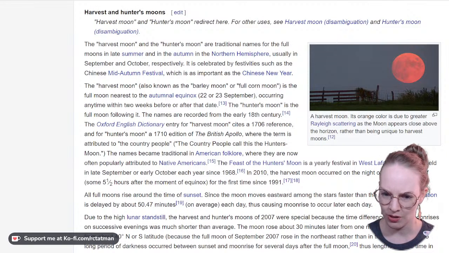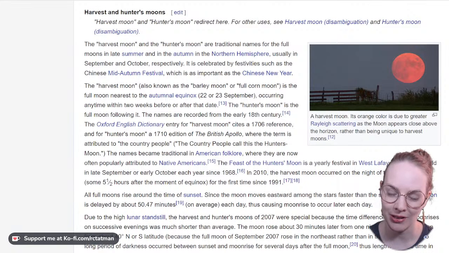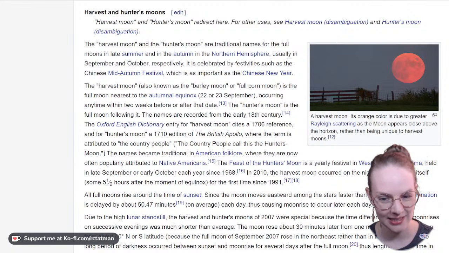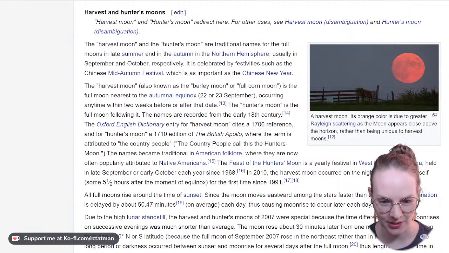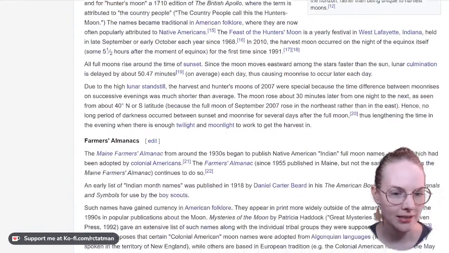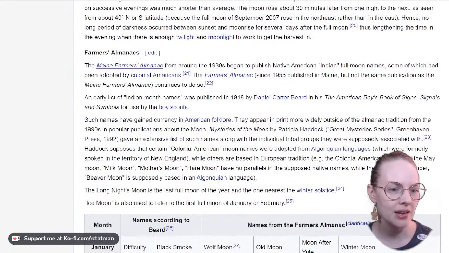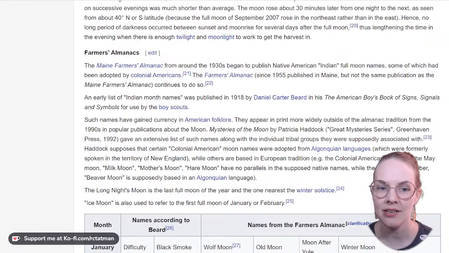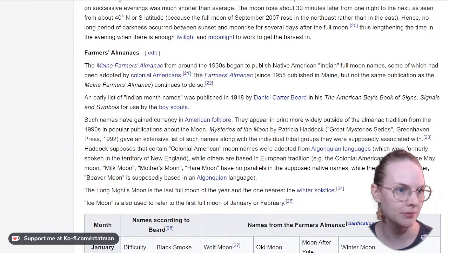The Feast of the Hunter's Moon is a yearly festival in West Lafayette, Indiana, held in late September or early October each year since 1968. In 2010, the harvest moon occurred on the night of the equinox itself for the first time since 1991. All full moons rise around the time of sunset, lunar standstill, and so on. Farmer's Almanac. All right. The main Farmer's Almanac from around the 1930s, so it's a little bit later than I thought, began to publish Native American Indian full moon names.